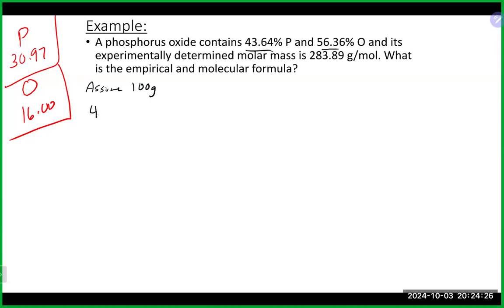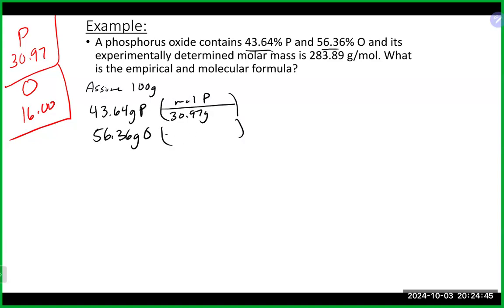So we will have 43.64 grams of phosphorus, and that would also turn into 56.36 grams of oxygen. We're going to use our molar mass from the periodic table to convert those into moles so we can get to our empirical formula here. Grams per mole of phosphorus, and 16 there.